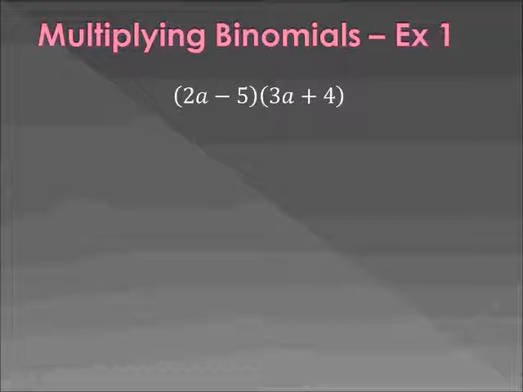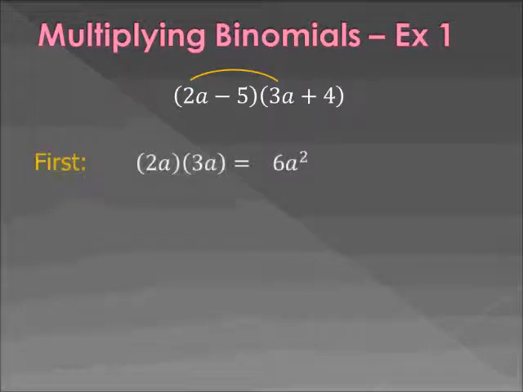Now you don't have to wait for me. If you know how to do this, you can just skip ahead to the next example, or you can just let it go as you work on the example yourself. So there's the yellow line, which is the first terms. 2a times 3a gives you 6a squared.